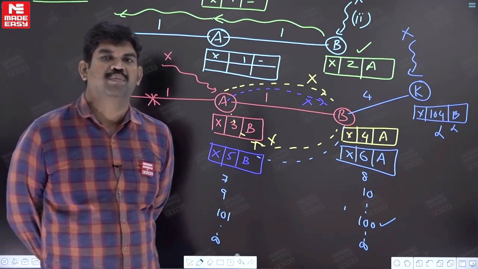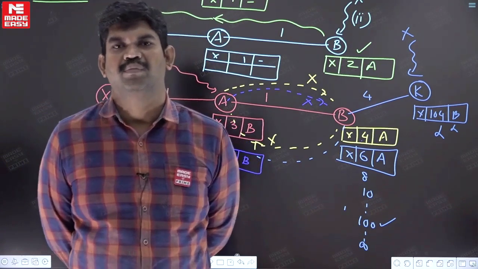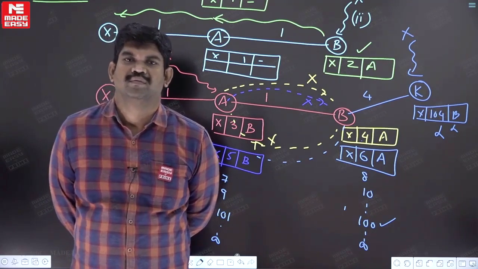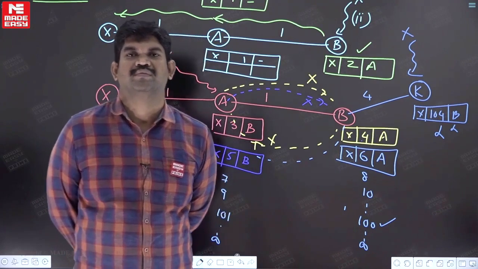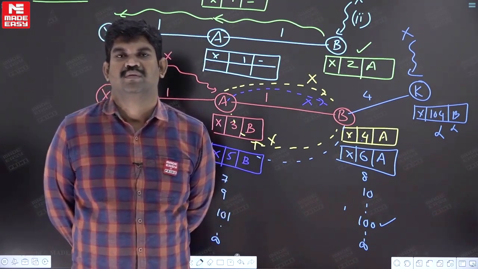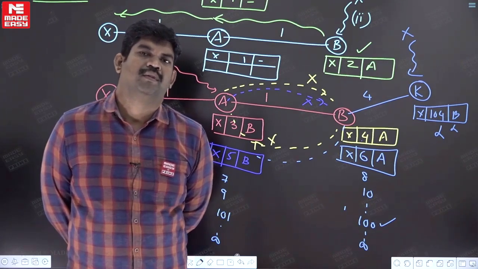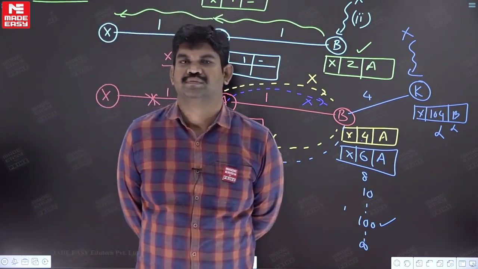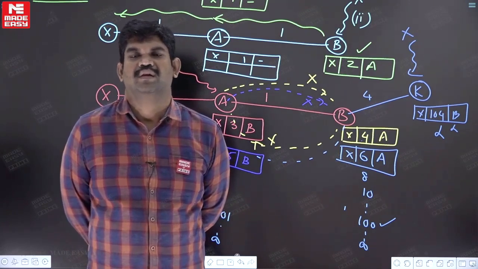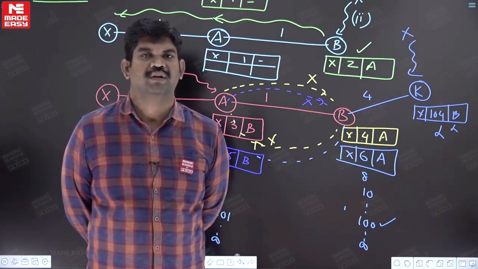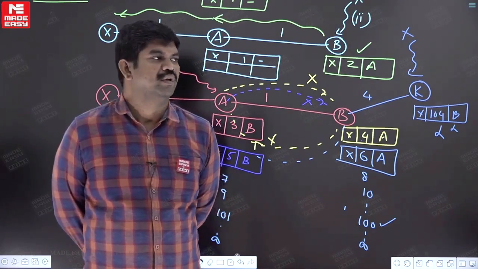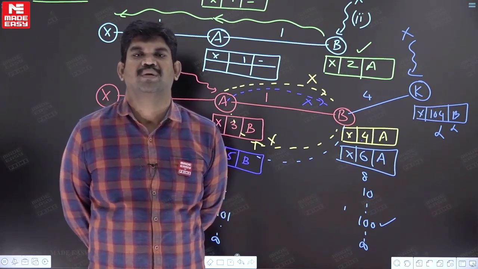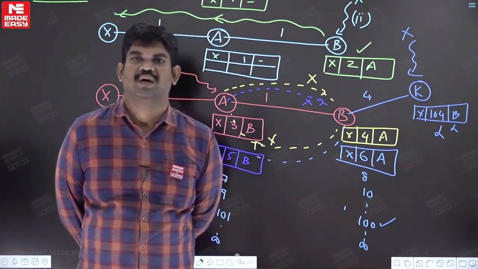Next statement: the real problem is for the routers filling with the wrong values. And these wrong values are given as input to other routers. So finally, the network will collapse. This problem is known as the count to infinity problem.